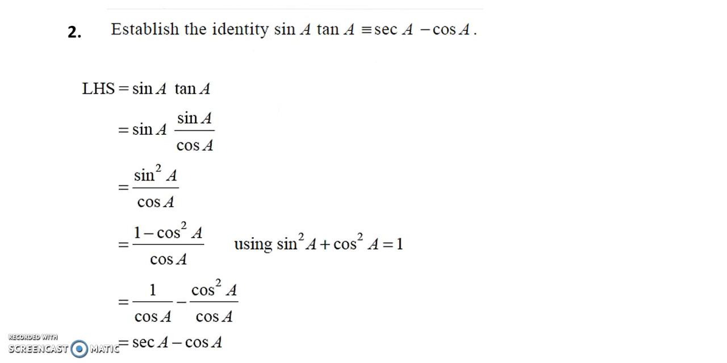Okay, let's have a look at this second example. It's a worked example. It says establish the identity tan A is equivalent to sec A minus cos A. So in this one, I'm taking the left-hand side. Instead of tan A, I'm going to write sin A over cos A. This is multiplied, so sin A multiplied by itself is sin squared A. But I can rearrange sin squared A as 1 minus cos squared A using the Pythagorean identity. So all they've done is move this cos squared A to the other side.